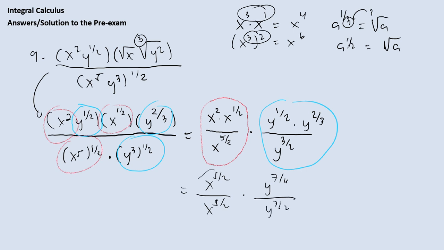3/2. So, mapapansin nyo, para sila na exponent, so, magiging 1 na lang yan. So, magiging equals 1 multiplied by, so, we have, again, division of exponents. So, we have 7/6 minus 3/2. So, we have negative 1/3. So, magiging y raised to negative 1/3. So, magiging equivalent to 1 over y raised to 1/3. So, this is the answer.